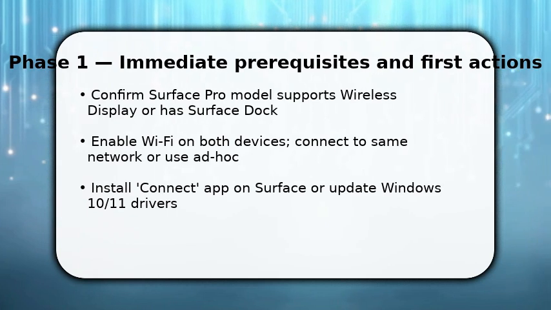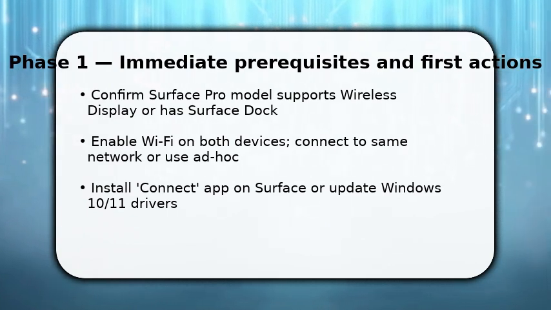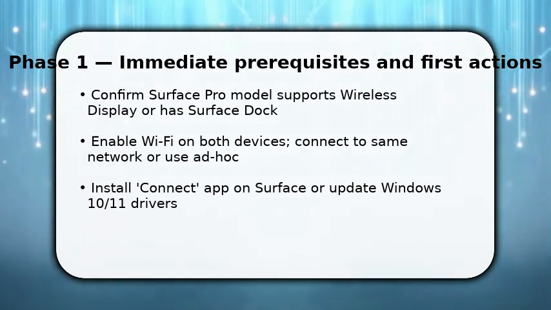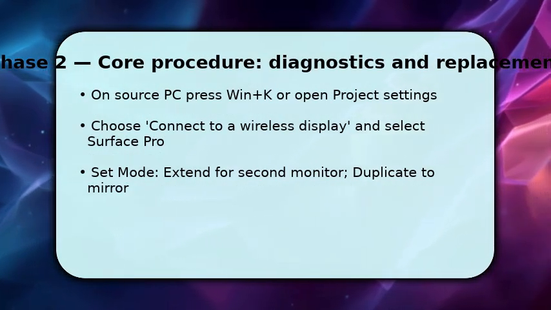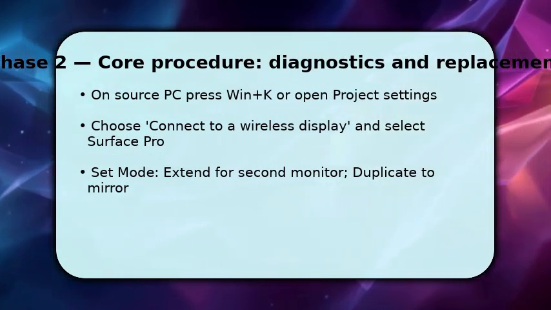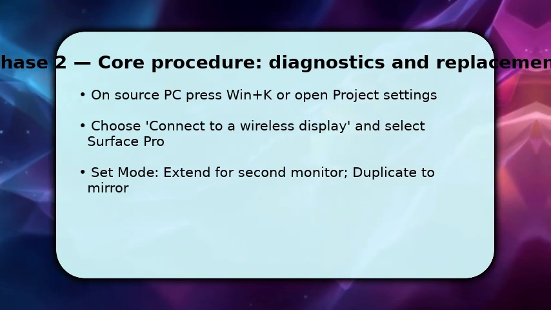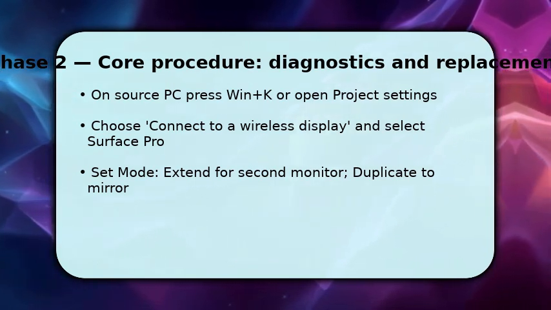Now you initiate the connection from the host PC. Press Win+K or open Project and choose Connect to a wireless display. The Surface should appear as a target because you enabled Connect earlier. Select it, then on the Surface accept the incoming request.